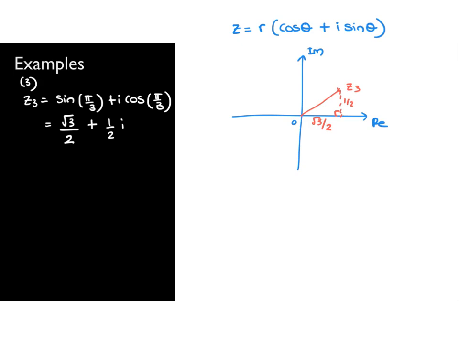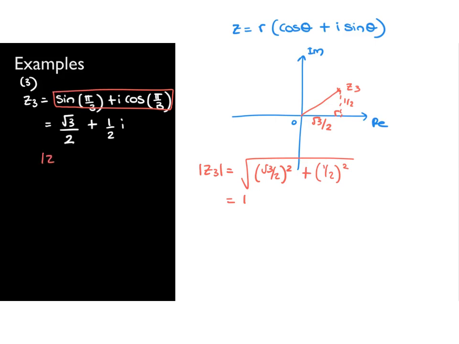Now, what is the modulus of Z3 equal to? Well, it's the square root of root 3 over 2 squared plus a half squared, which you will find comes to 1. So actually, we could have seen the modulus of this quite easily from the beginning. But the argument we can then see is this angle here, theta. So theta is equal to arctan, or tan to the minus 1, of a half over root 3 over 2, which comes to a value of pi by 6.